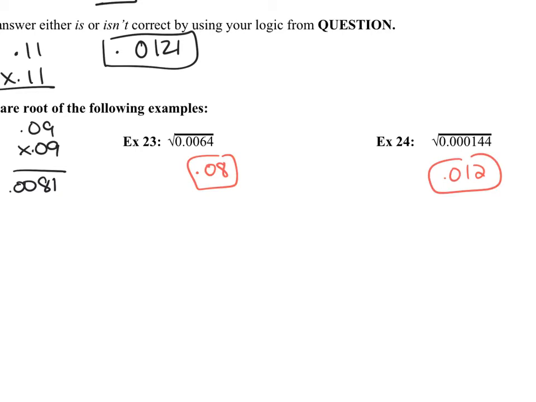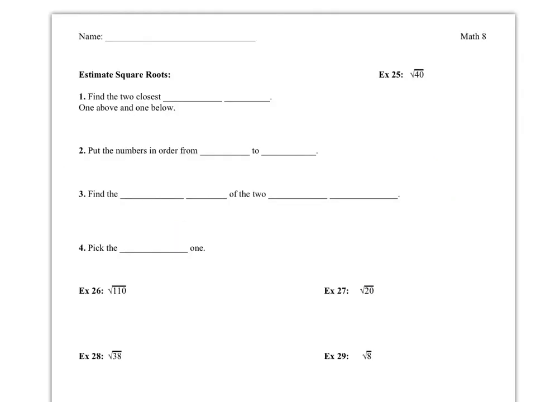So on example 23, I focused on the 64 to get 8, and since I needed a total of 4 decimal places, I knew that I would need 2 decimal places, because if I did 2 decimal places times 2 decimal places, 0.08 times 0.08, that would give me 4 decimal places in my answer. And on example 24, I focused on the 144 to get 12, and to get 6 decimal places, I would need 3 decimal places, because if I did 3 decimal places times 3 decimal places, that would give me a total of 6 decimal places.